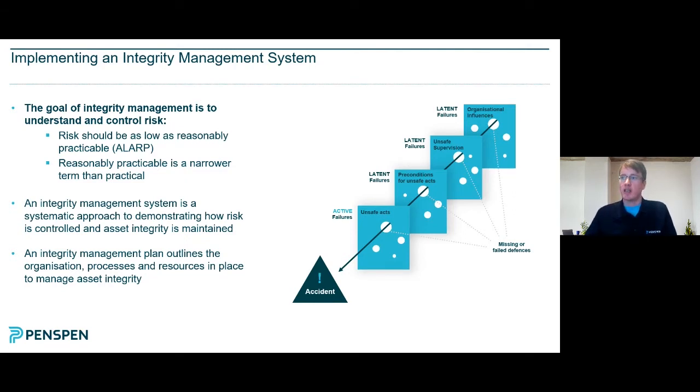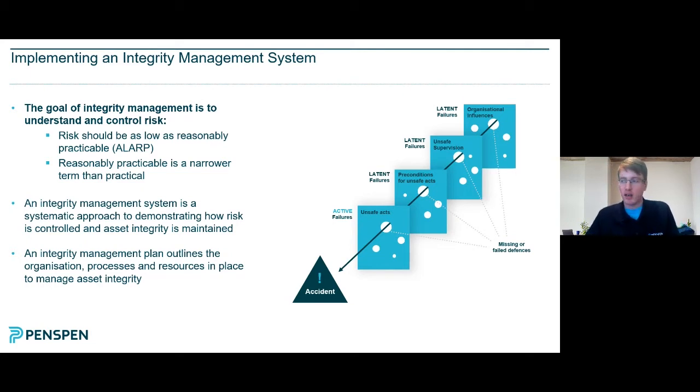So on that basis, then, the goal really of integrity management is to understand and control our risks. On the right-hand side there, we've got a diagram, the Swiss cheese model, which hopefully people are familiar with. The idea there is that you can reduce your risks by adding barriers. We want to put as many robust controls in place as we can, to ensure that an incident doesn't escalate to potentially significant failure.